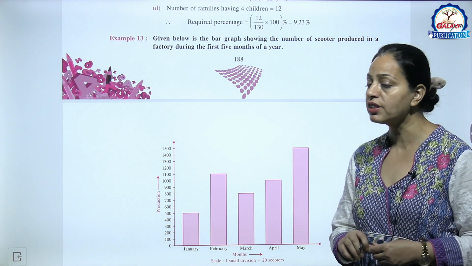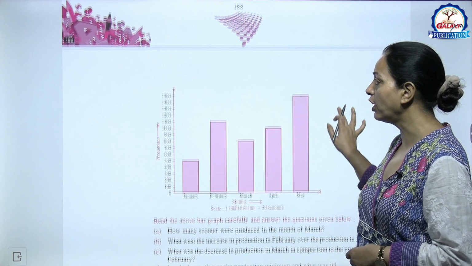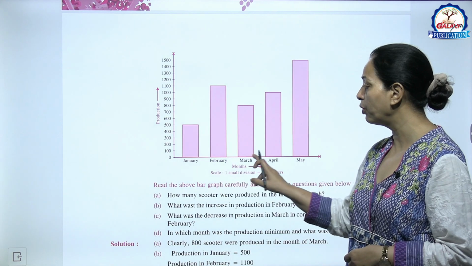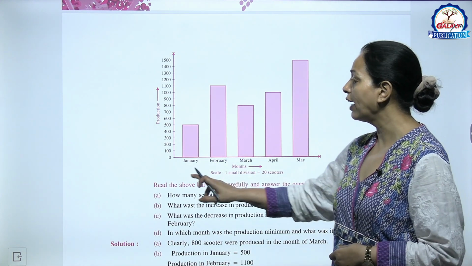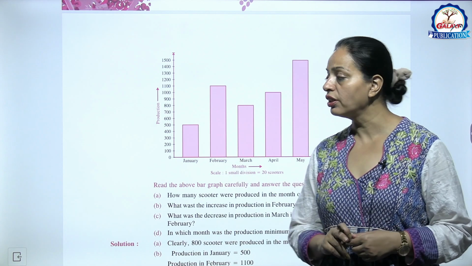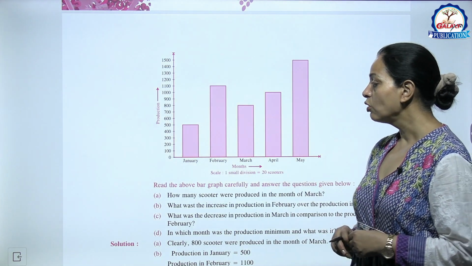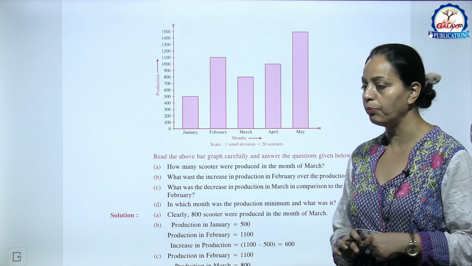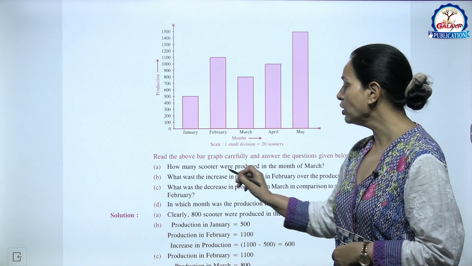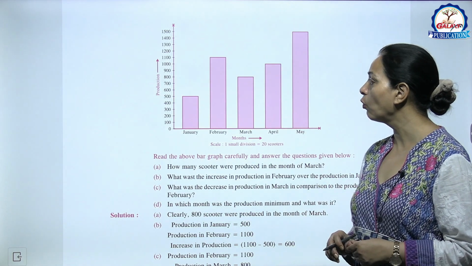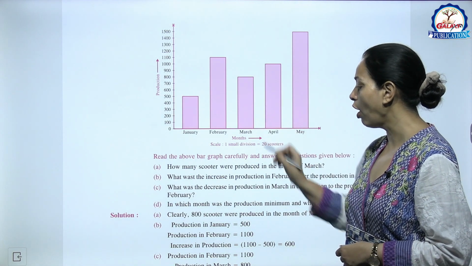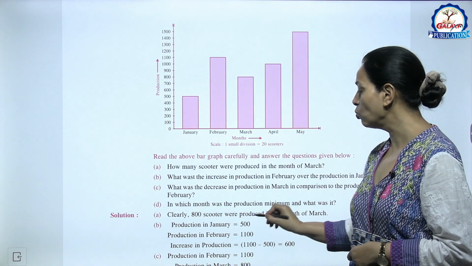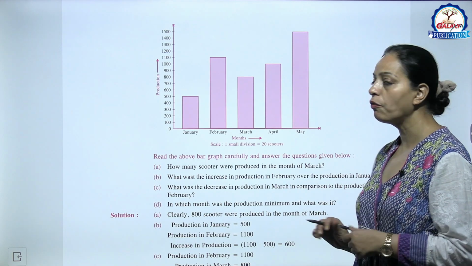Now the next example given below is the bar graph showing the number of scooters produced by a factory during the first 5 months of a year. We can see along x-axis months January, February, March, April, May, and here production of scooters along y-axis. So now read the above bar graph carefully and answer the questions given below. A part, how many scooters were produced in the month of March? So March में how many? That is 800. So 800 scooters were produced in the month of March.